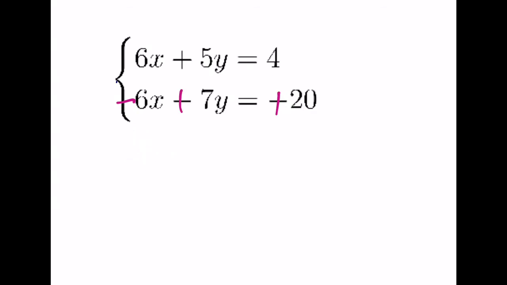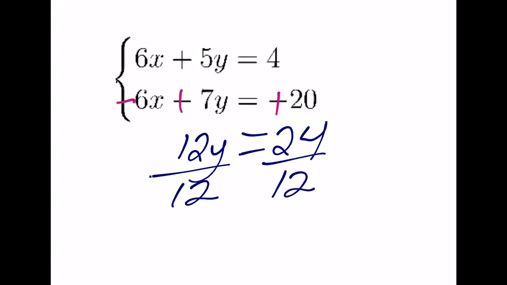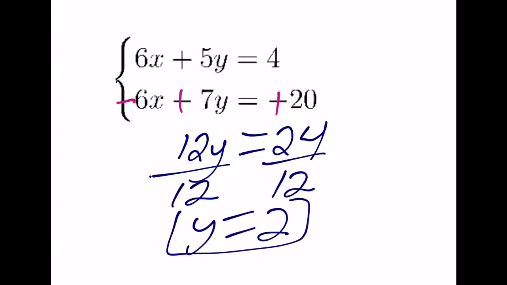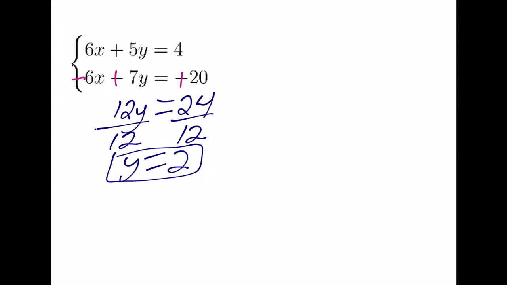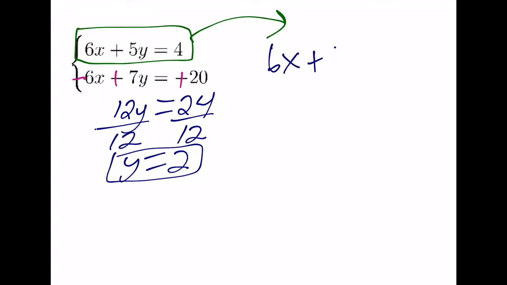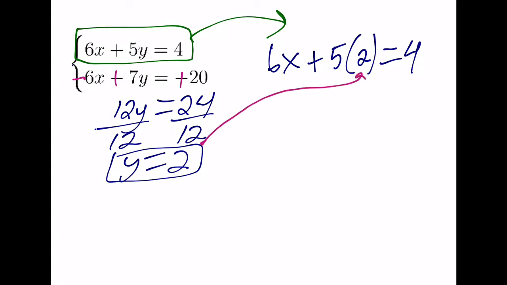When I add 5y plus 7y, I get 12y, and 4 plus 20 is equal to 24. Some division, and I find that y is equal to 2. I'm halfway to my answer. The next step is to pick any one of my original two equations. Let's say I chose the first one, and I will rewrite it. But instead of using y, I'm going to use a 2. So 6x plus 5 times 2 is equal to 4. Notice I took the 2 from my original solution, and I replaced y.